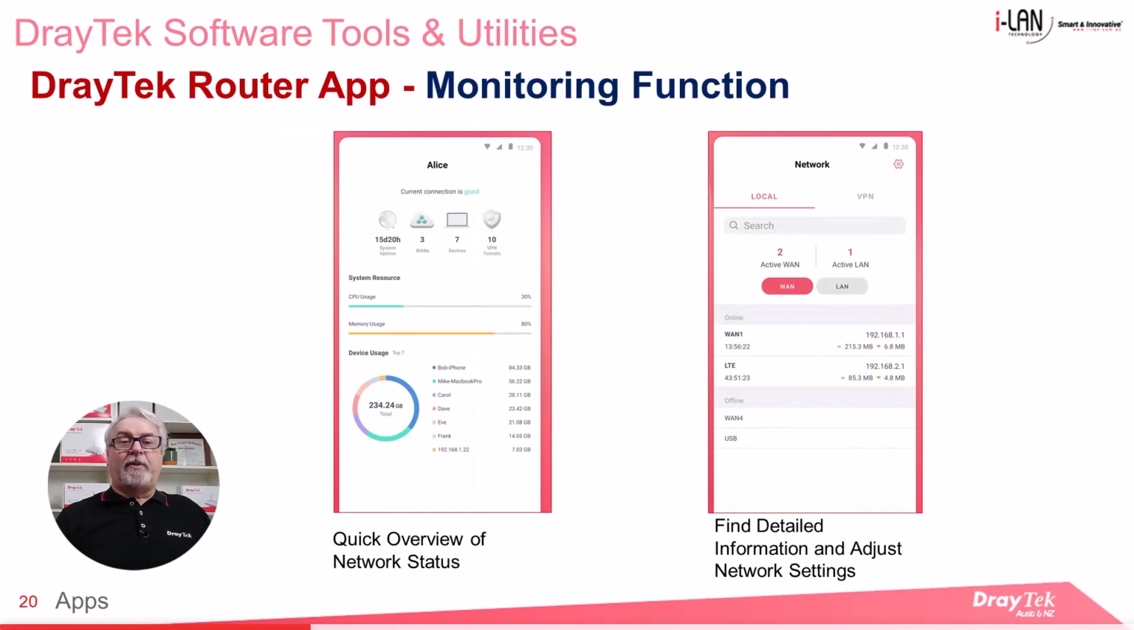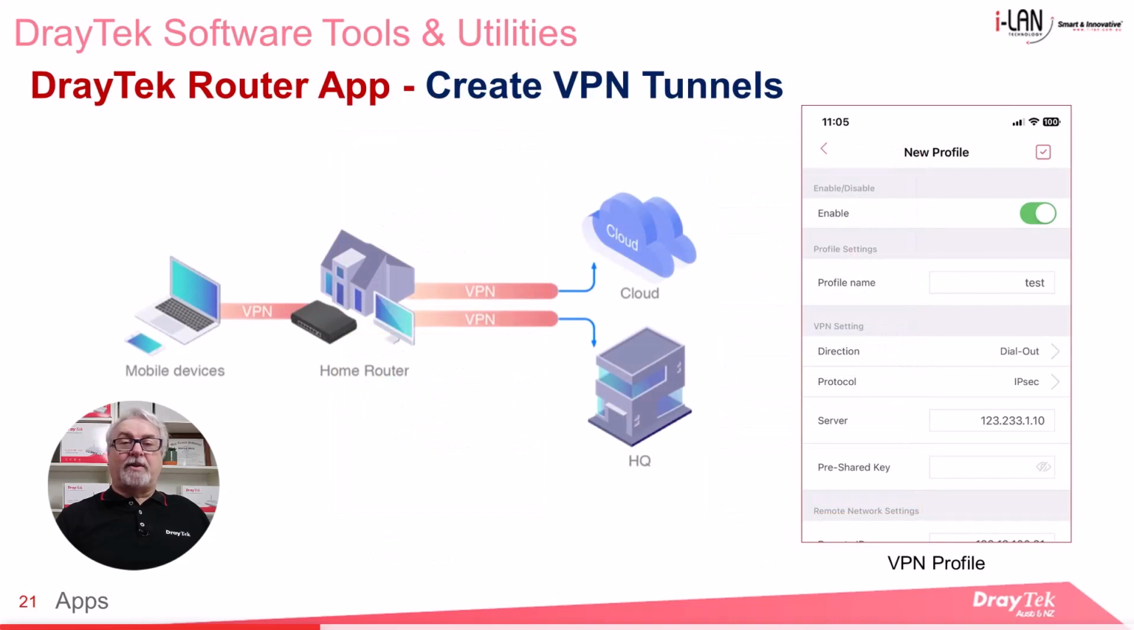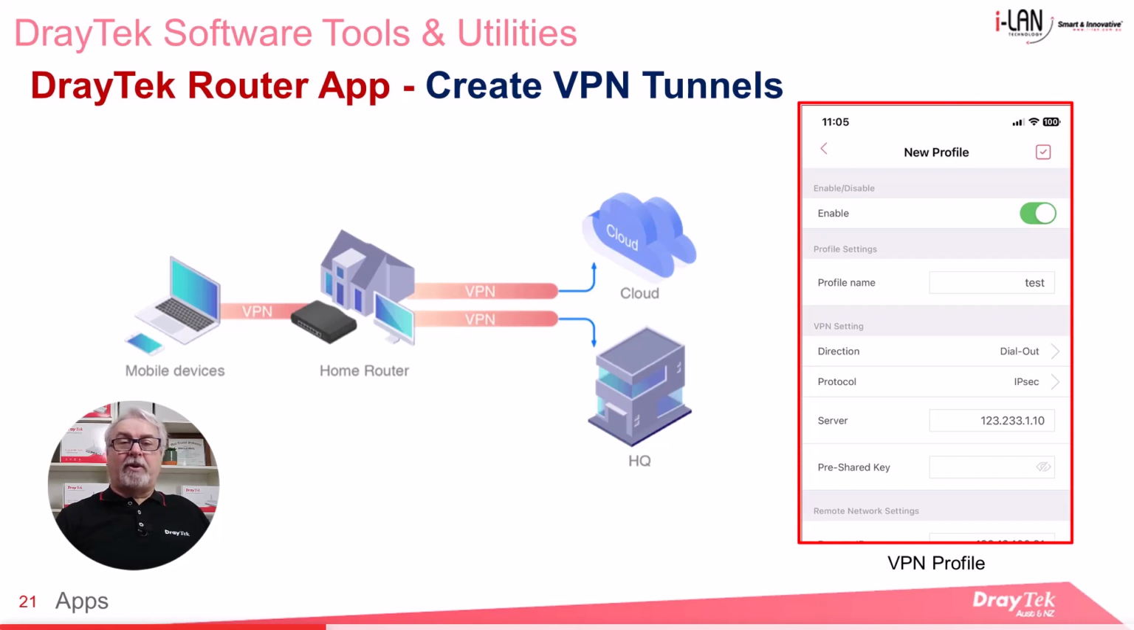The monitoring function provides an overview of the network status as well as detailed information for LAN and WAN and the ability to adjust network settings. VPN tunnels, both LAN to LAN as well as dial-in, can be configured on the router through this app. The example shown here is for a LAN to LAN profile to be created on the router.